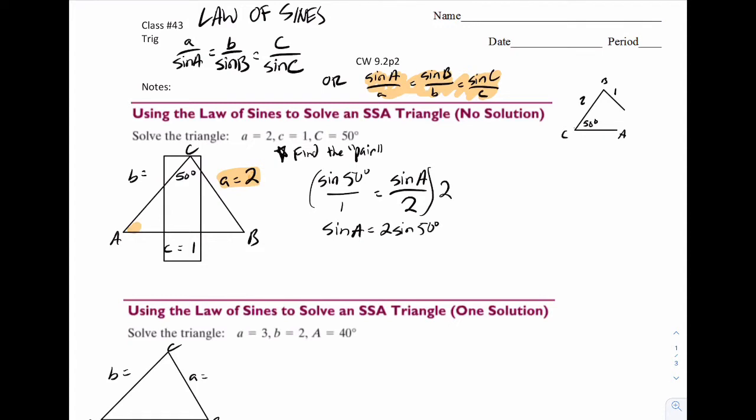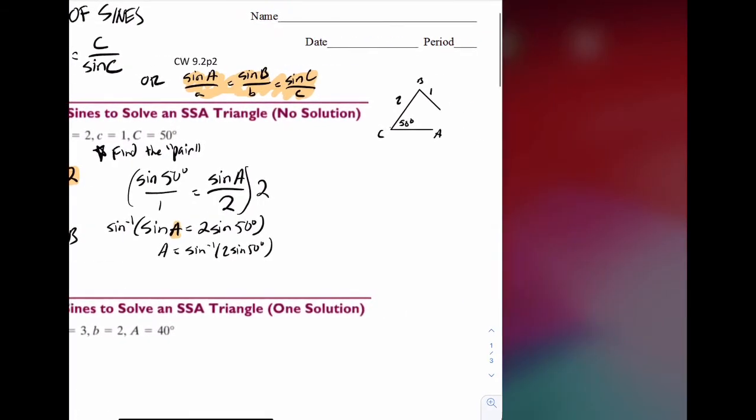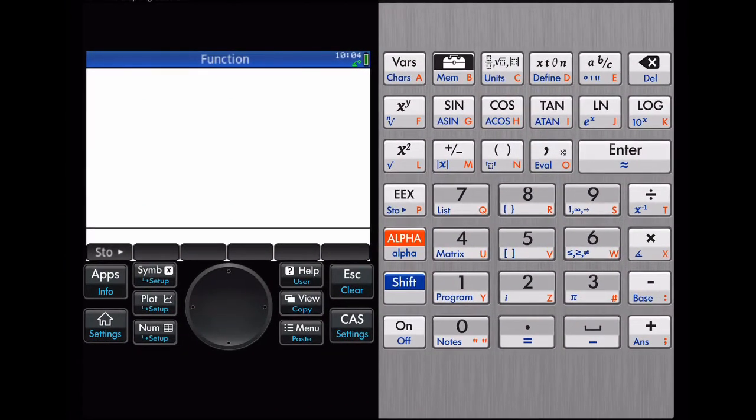Now to get rid of a sine, because notice how we're trying to figure out what this A is, we have to use sine inverse. So simply sine inverse both sides like that. So A should be the sine inverse of 2 sine 50. So let's go to our calculator. For sine inverse, what you have to do is hit shift sine. So there's your arc sine or a sine. Make sure your top right is in degrees. And we're going to plug it in. So arc sine or sine inverse of 2 sine 50.